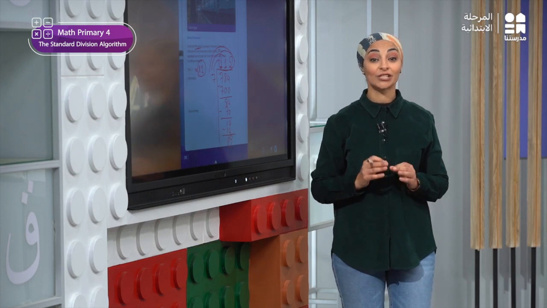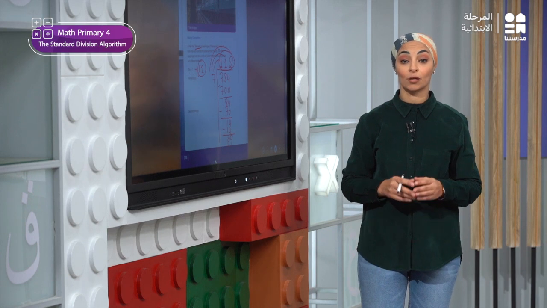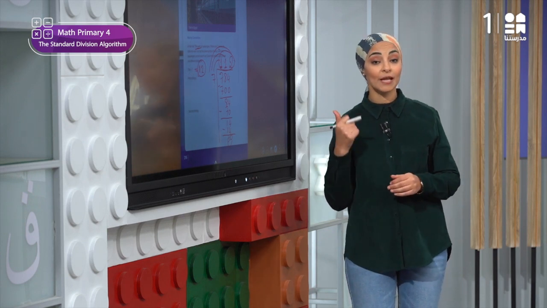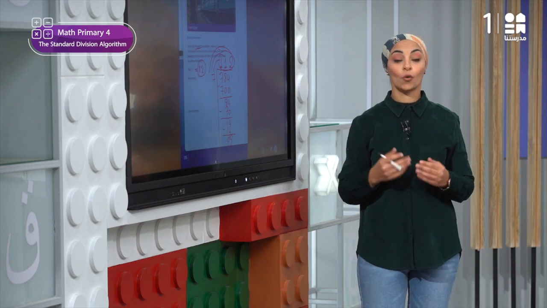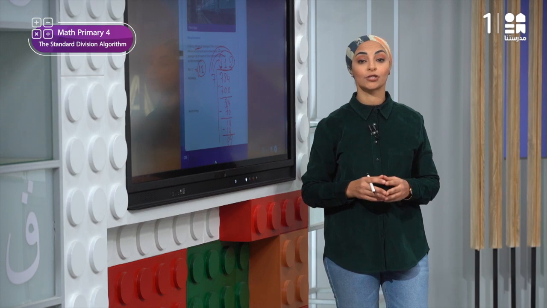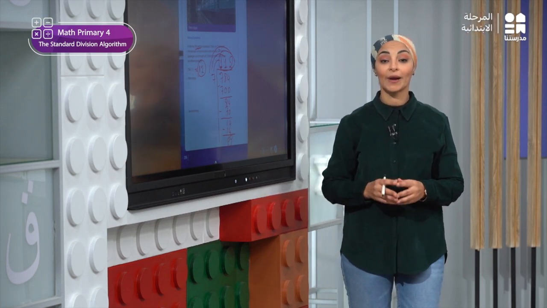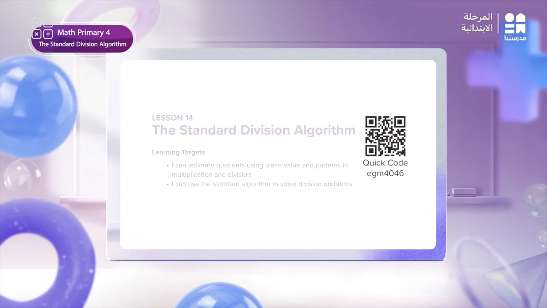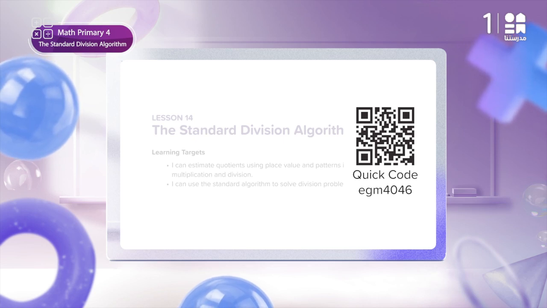I believe you have achieved the objective of our lesson today. We can estimate quotients using the place value patterns in multiplication and division. We can also use the standard algorithm to solve division problems. To build our understanding and practice more, you can head to Check Your Understanding by scanning the code shown here or on page 288 in your school books.